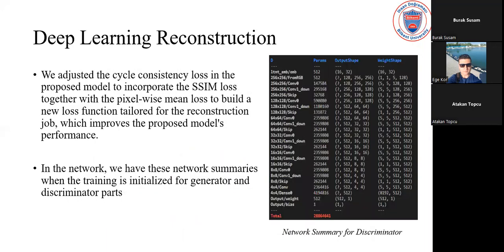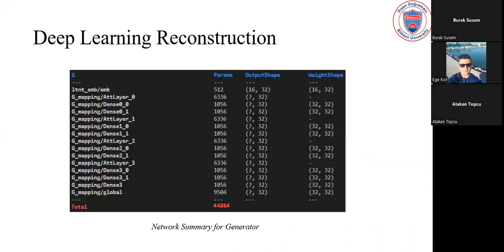We adjusted the cycle consistency loss in the proposed model to incorporate the SSIM loss together with the pixel-wise mean loss to build a new loss function tailored for the reconstruction job, which improves the proposed model's performance. In the network, we have these network summaries when the training is initialized for generator and discriminator parts. You can see the network summary for discriminator here and the network summary for generator here.